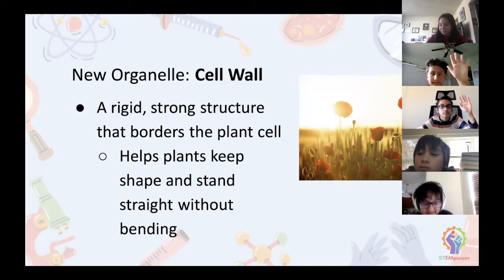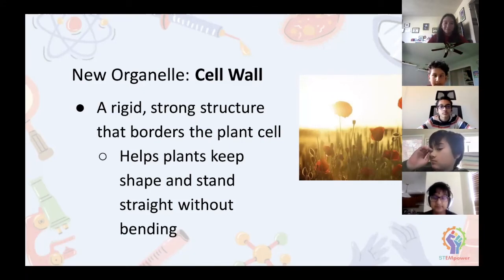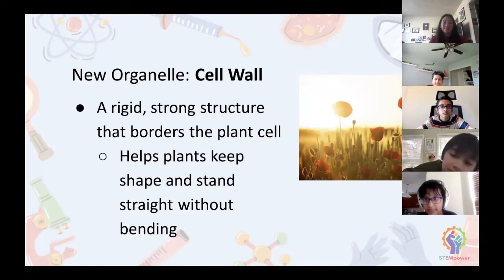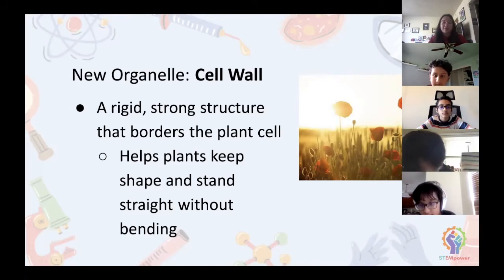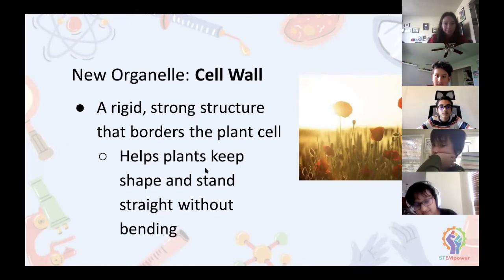Nikhil? The cell membrane of an animal cell. Yeah, it's very similar to that, right? A cell membrane is going to be serving as a protective layer just like a cell wall is. The difference, though, is that a cell membrane is going to have things coming in and out like a fence, and a cell wall is purposely there to keep the cell's shape.